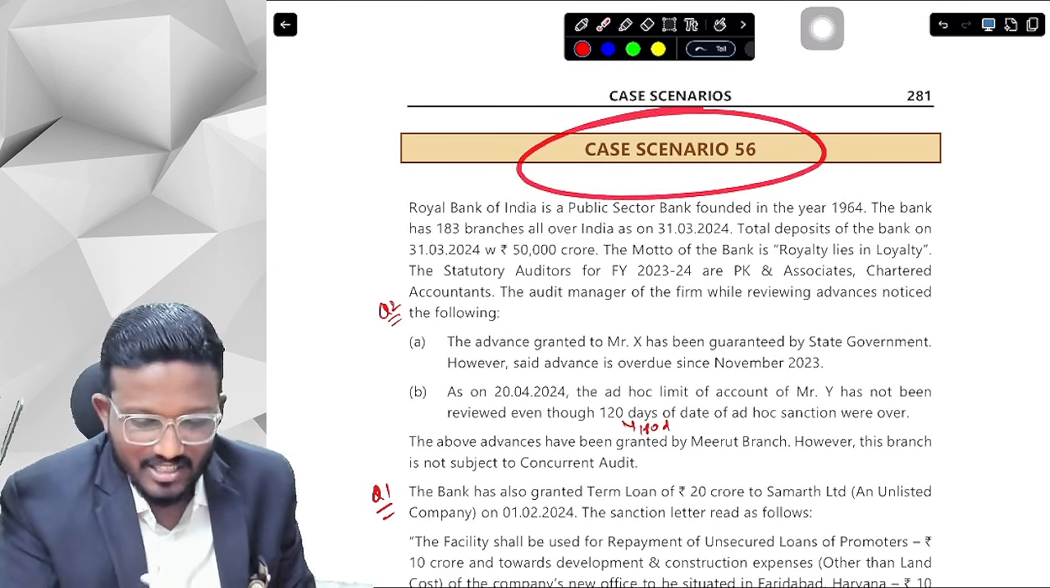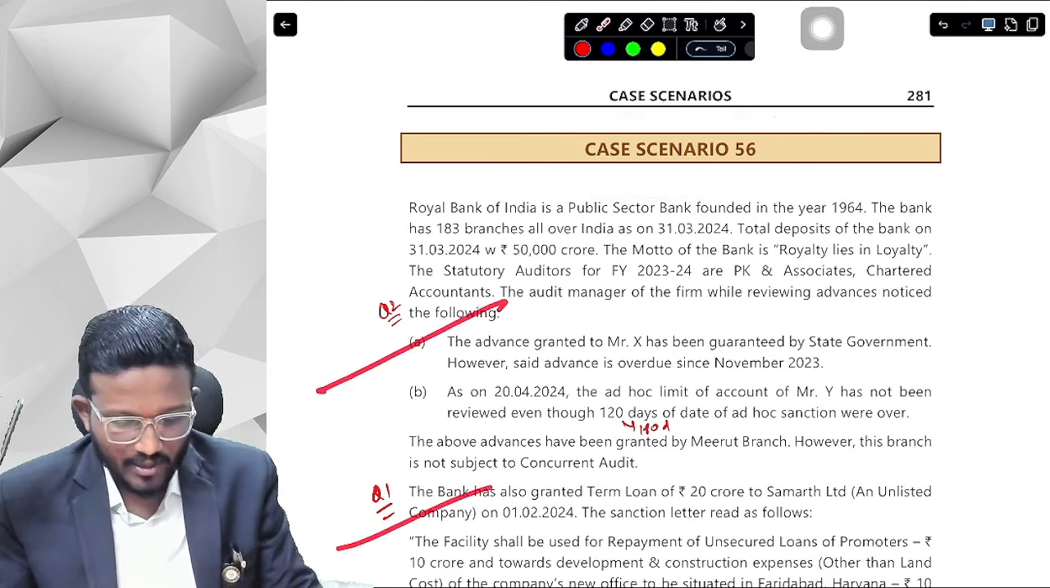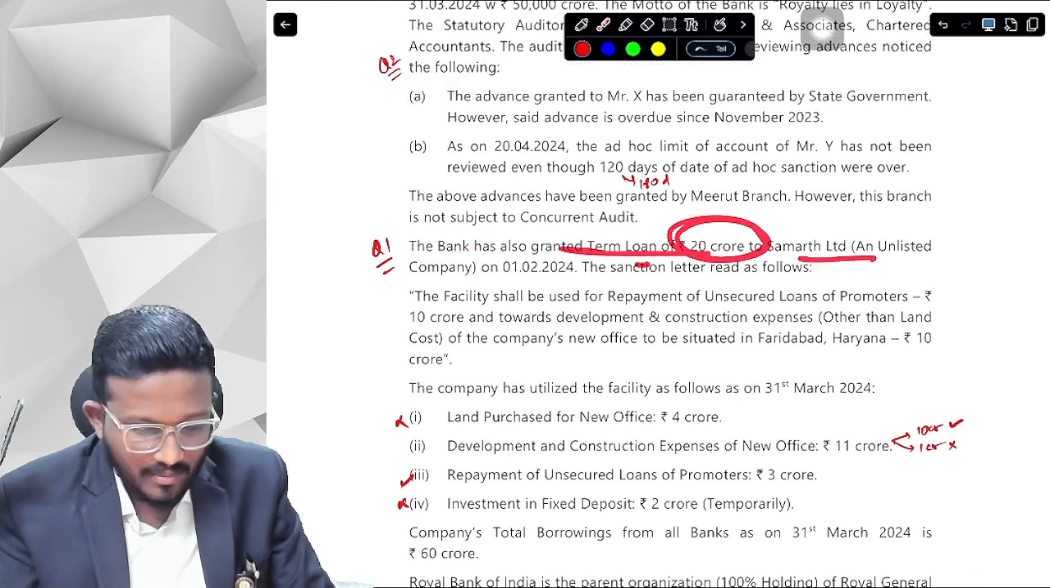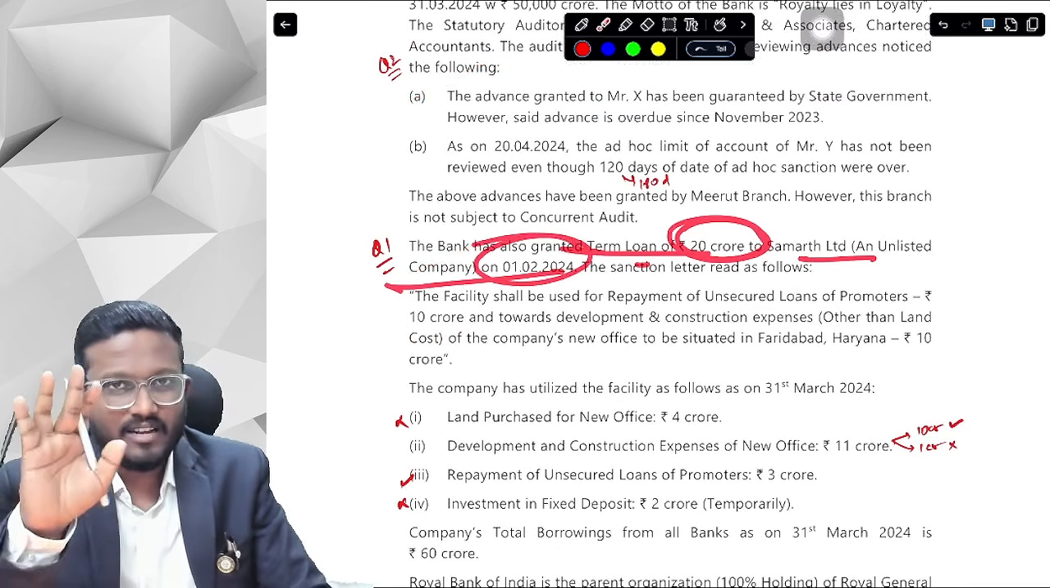So let's discuss case scenario number 56. What does it say, sir? Question number 1: the bank has granted a term loan of 20 crore to Samarth Limited, which is an unlisted company, on 1st February 2024.